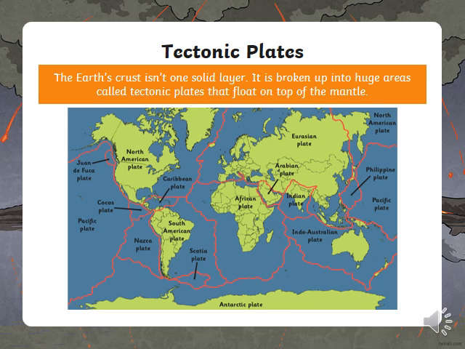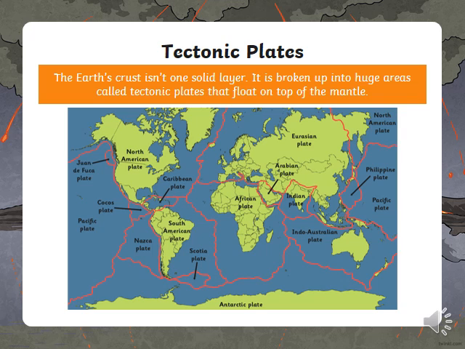Okay, so let's think about perhaps how volcanoes happen. The Earth's crust, which is where we stand and where the ground is, is not one solid layer. It's broken up into huge areas that we call tectonic plates, and they float on top of the mantle that's underneath them, almost like a slice of bread floating on water. When you feed the ducks, the bread floats on the water, obviously, before they eat it. So the Earth's crust is not one solid layer. We have lots and lots of different plates that float on top of the mantle.